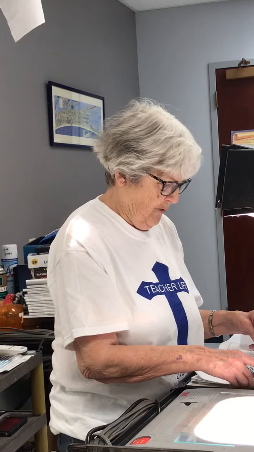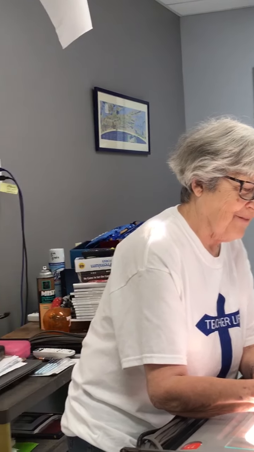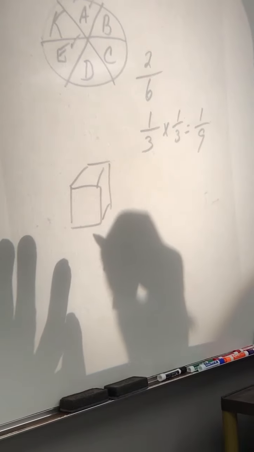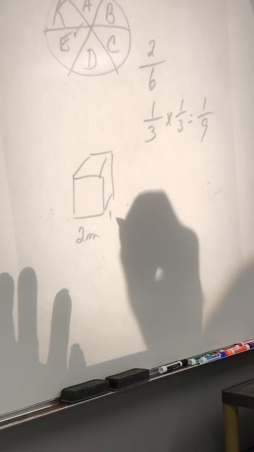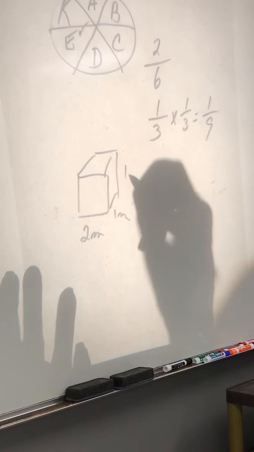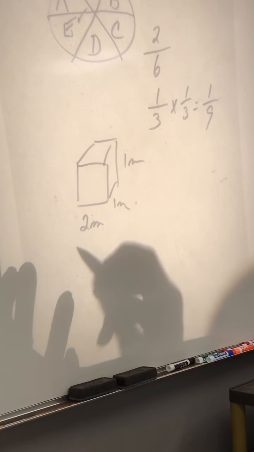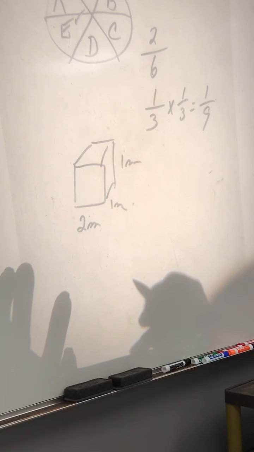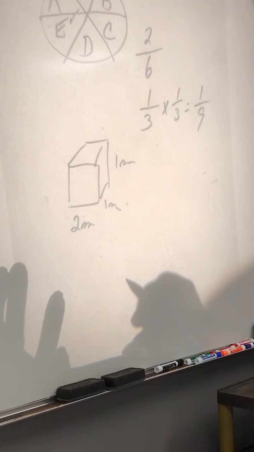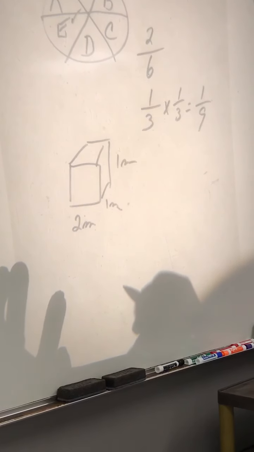Okay, there's another one I wanted to look at. This is not real difficult, but sometimes we make it difficult. Suppose we have a rectangular prism that's 2 meters by 1 meter by 1 meter, and we're wanting to change the volume to, instead of cubic meters, to cubic centimeters.